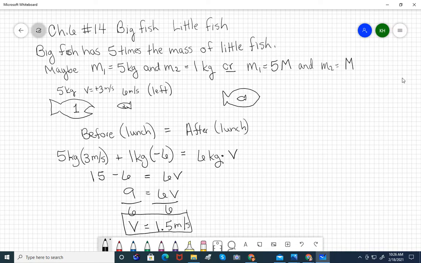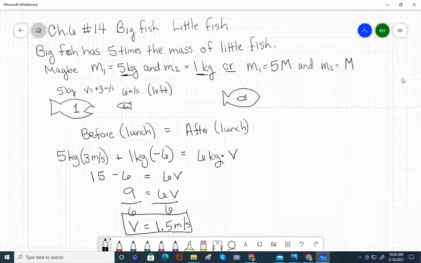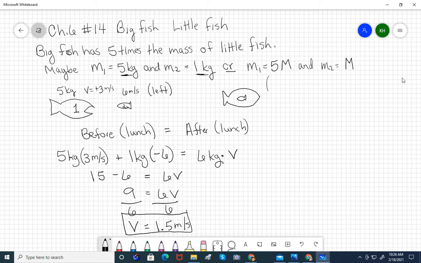Now, I can get that same answer without making up the numbers. But if you like making up the numbers, just make sure that you make your big fish 5 times as heavy as your little fish, unless your problem says that your big fish is 4 times heavy or something. If I use the formula without specific numbers, I can just say the big fish is 5m and it's going 3 meters per second. The little fish is m and it's going negative 6 meters per second. And when I get done, I get a fish that has a weight of 6m and it's going v.